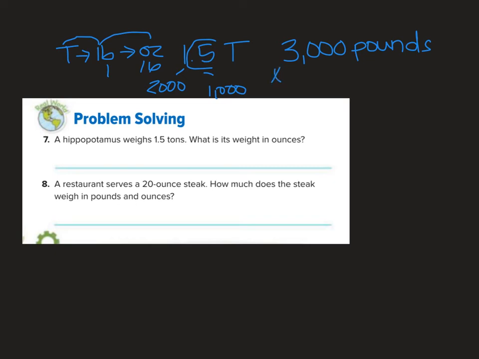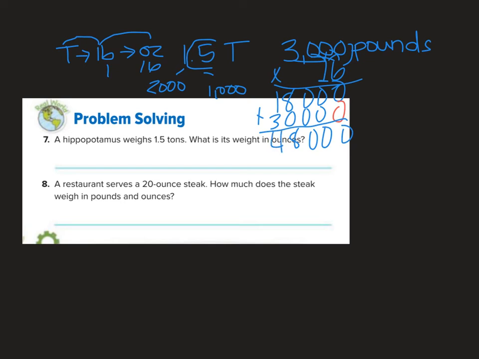3,000 pounds times 16. 6 times 0, 0, 0. 6 times 3 is 18. I'm going to go over to the tens place. Get my 0 in there. Multiply. 1 times 0 is another 0. 1 times 3 is a 3. Add them up. 0, 0, 0, 8, 4. It's worth 48,000 ounces. OZ is our abbreviation for ounces. Whew. That was a doozy.